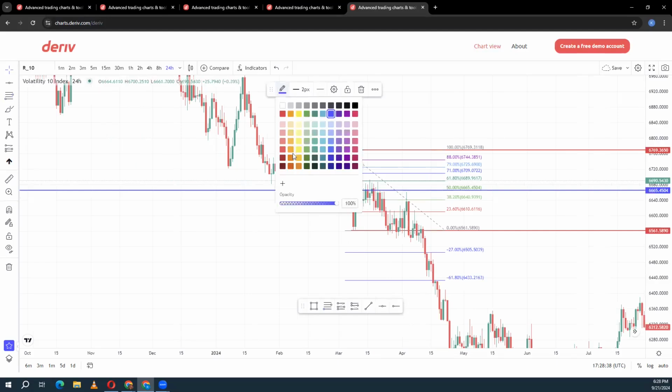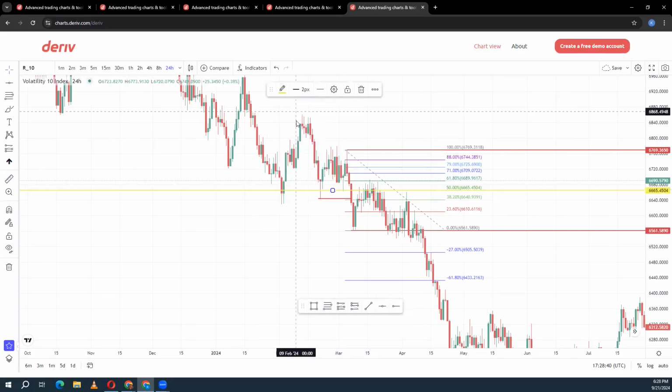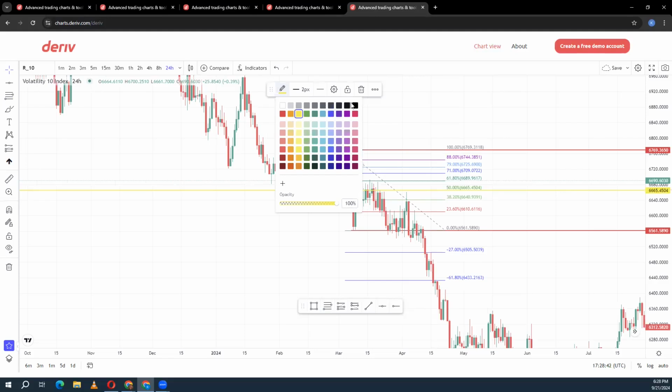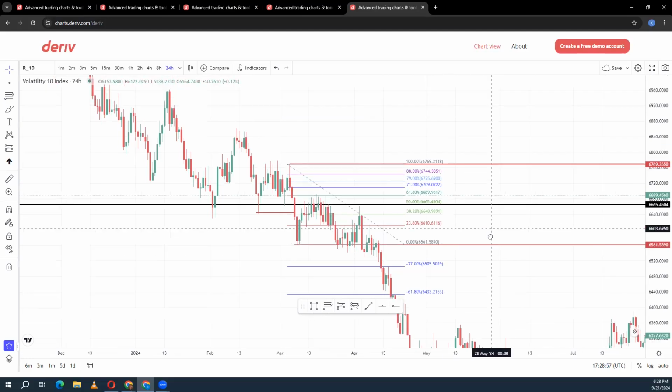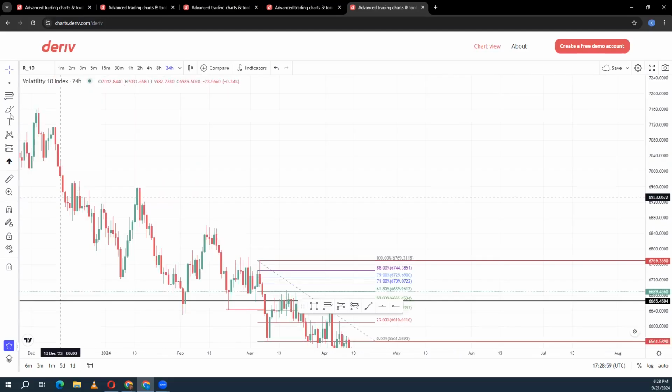maybe we should use yellow. Oh no, let's use black, good. So from the beginning of this move to the end of this move, I believe every one of us should be able to use a Fibonacci. From the beginning to the end. I don't want to go too fast because I know some of us are still very new to trading.